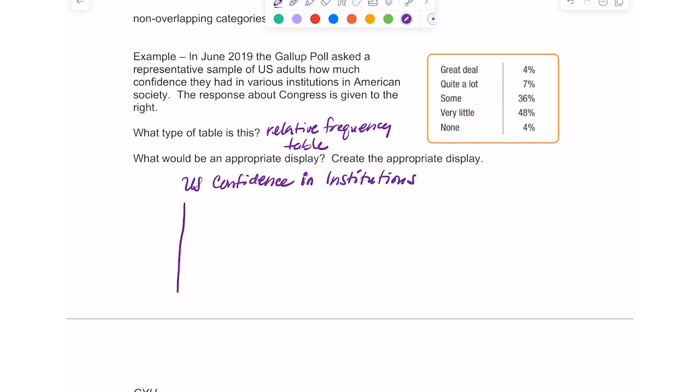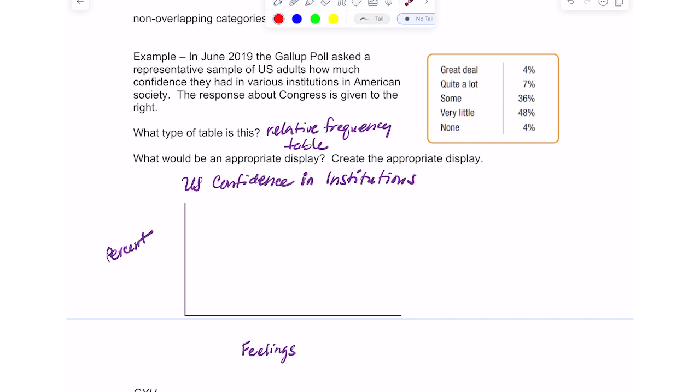Okay, I need a vertical axis, and I need a horizontal axis. My vertical axis is going to be my percentages. My horizontal axis is going to be the categories: great deal, quite a lot, some, very little, and none. Okay, so we can call that like feelings. And when you're creating a bar chart or a relative bar chart, it doesn't matter what order you put it in, okay? So I'm just gonna start with great deal.